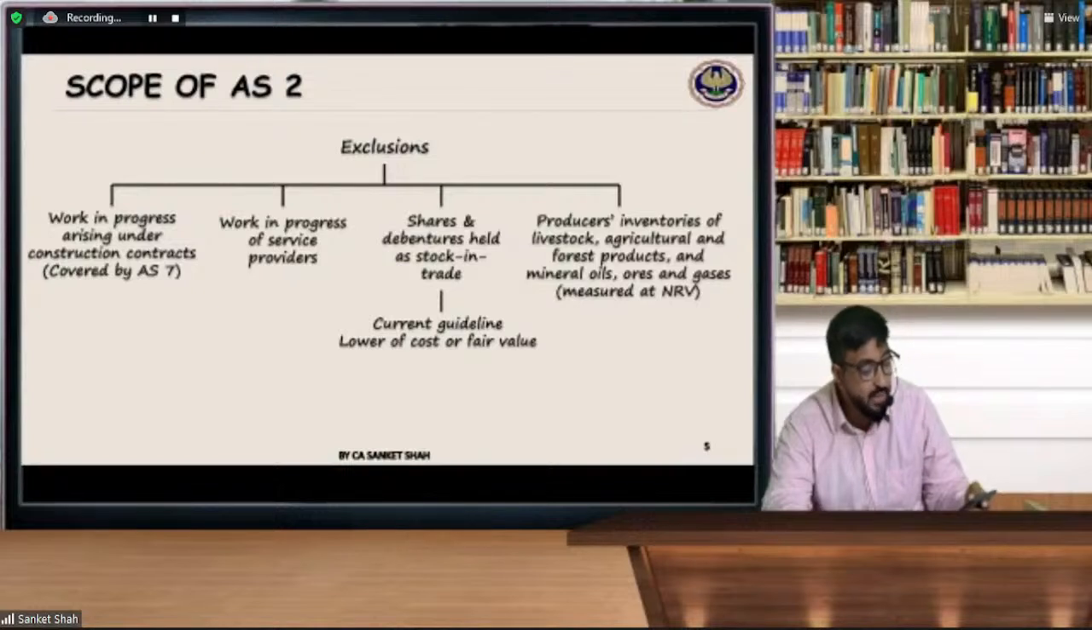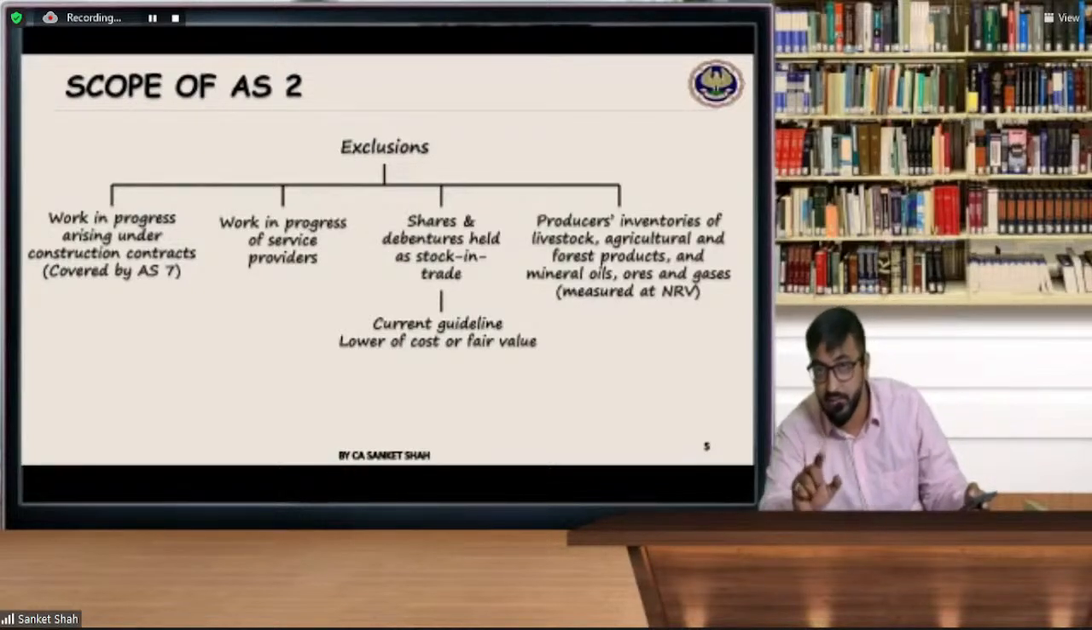Beta Himanshu Gupta, interior decorator. So if he has any WIP, it is not covered under this Accounting Standard 2.